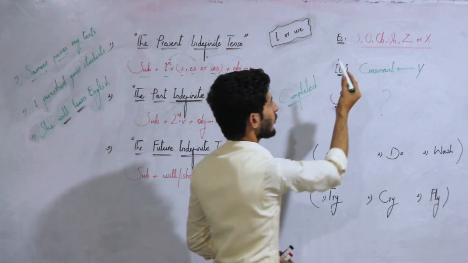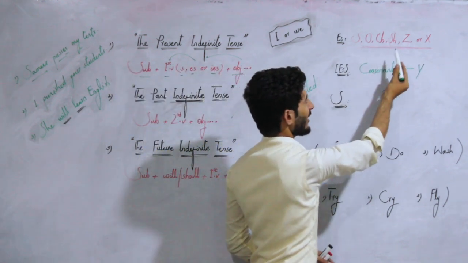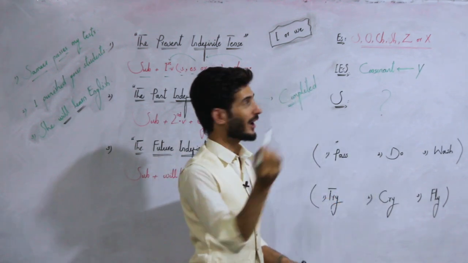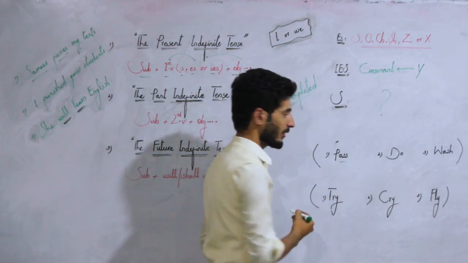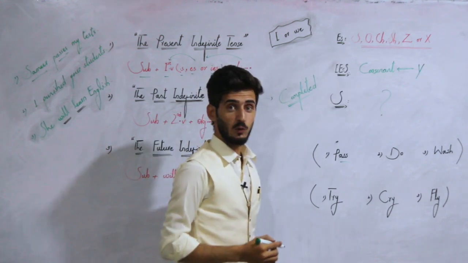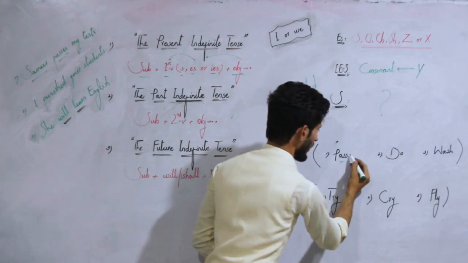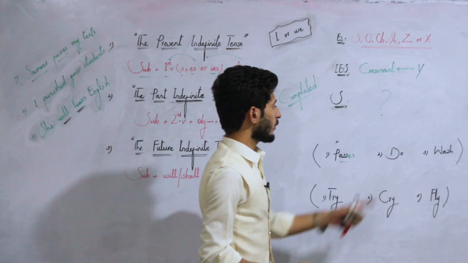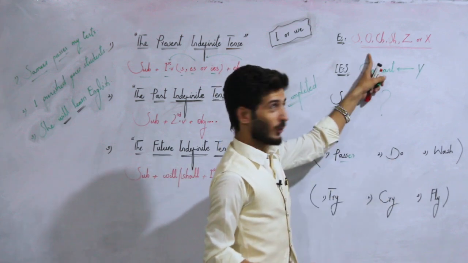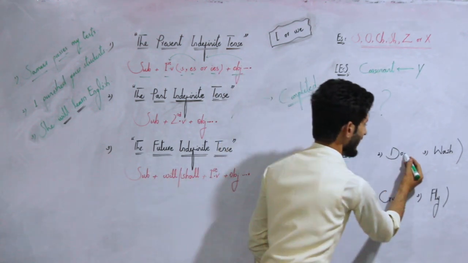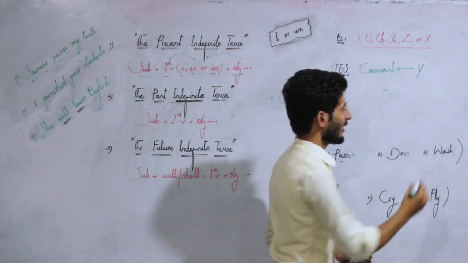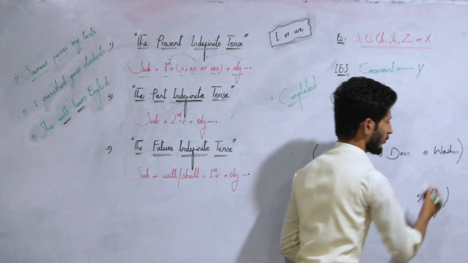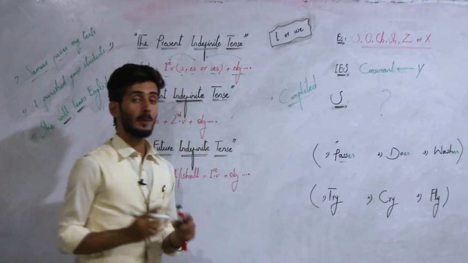If a verb ends with s, o, ch, sh, z, or x, you are supposed to add es to the verb. For example, the word pass, it ends with s, therefore you are supposed to add es to the verb. If I talk about the verb do, it ends with o, so you are supposed to add es to the verb. And if I talk about wash, it ends with sh, therefore you are supposed to add es to the verb.